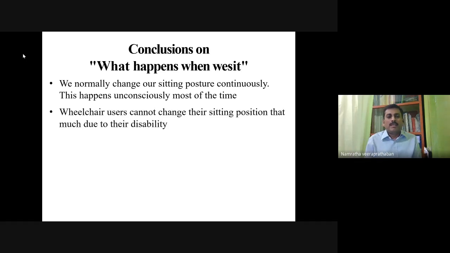Okay, imagine a wheelchair user. Imagine a patient who is sitting in a wheelchair over a period of time. For example, if the patient is sitting in a wheelchair for more than 10 hours in a day, and he has poor weight shifting skills, it's a real challenge for those who have a disability or inability to change their weight shift.